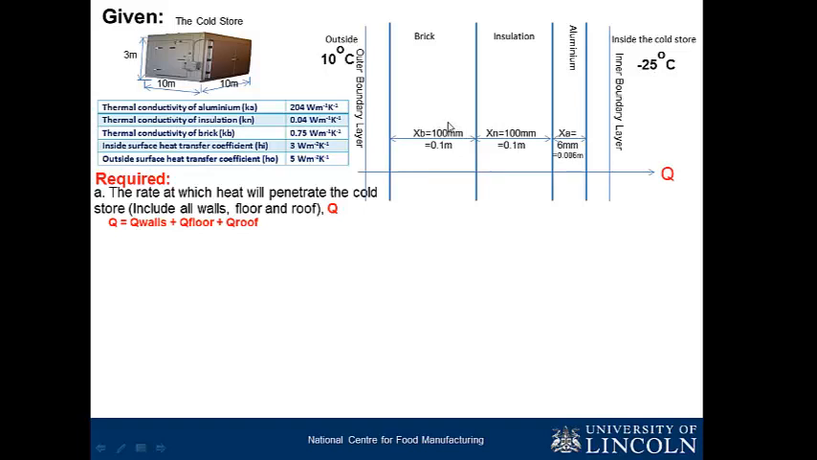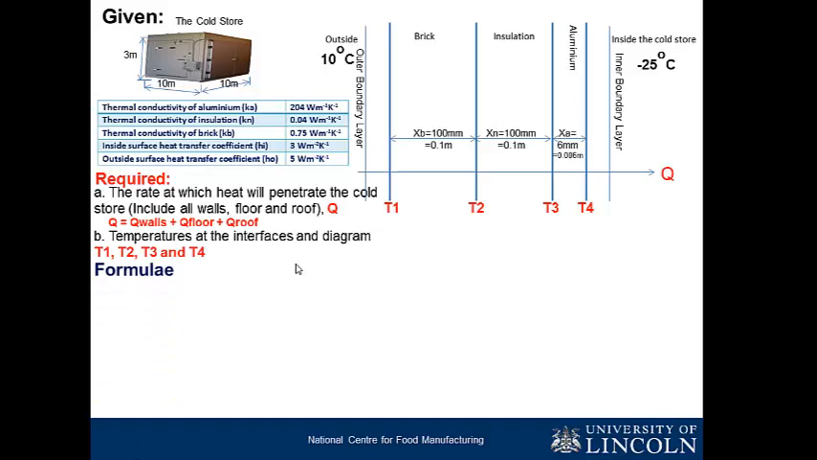Then we have the thickness of each of the materials. Here we have 0.1 meter for brick, 0.1 meter for insulation, 0.006 meter for aluminium. So that's what we have. Then we have the outer boundary layer, because we've been given the outside surface heat transfer coefficient. So that is why the outer boundary layer is very, very important. We also have the inner boundary layer, and then we have the coefficient to be 3. So what I did in the previous video, I'm going to repeat that.